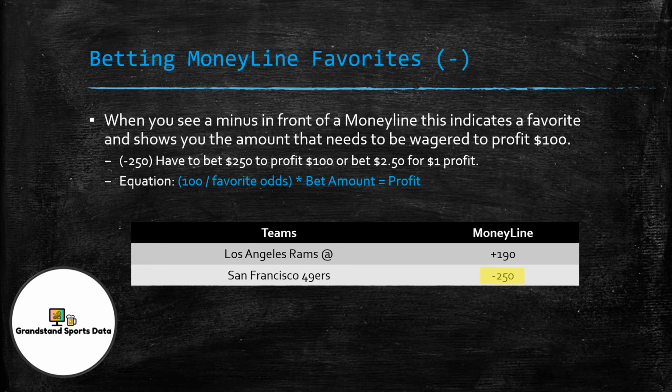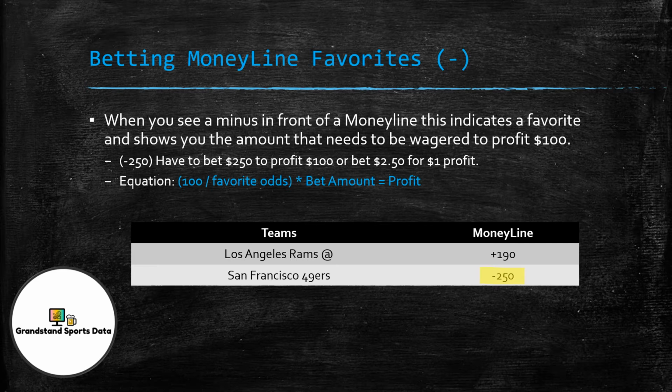Betting moneyline favorites. When you see a minus in front of a money line, this indicates a favorite and shows you the amount that needs to be wagered to profit $100. If you look below at the San Francisco 49ers playing the Los Angeles Rams, the San Francisco 49ers are the favorite at minus 250. The minus 250 means you have to bet $250 to profit $100. Or you can bet as little as $2.50 to profit $1.